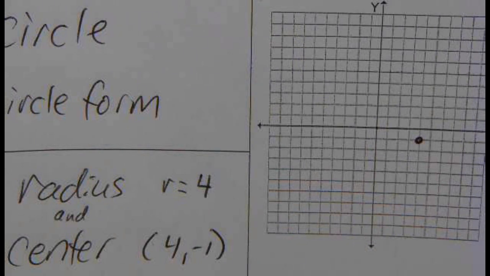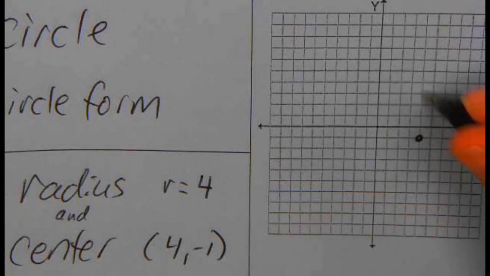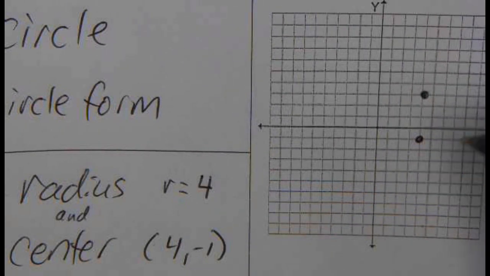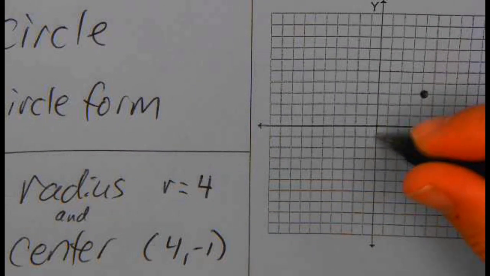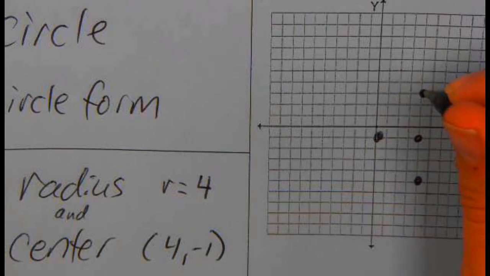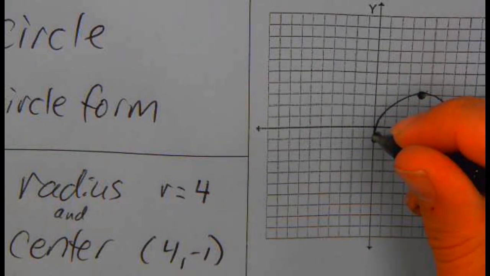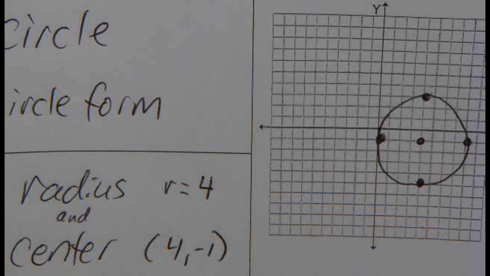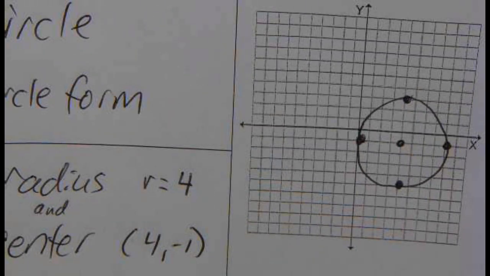Now, here's how I draw a circle and try to draw it as accurately as possible. If I want to draw a circle with a radius of 4, I go up, down, left, and right, 4 from the center, and put dots in all those spots. 1, 2, 3, 4. And then I just do the best I can to draw a circle that goes through those 4 points. Is yours better than mine? Mine's not too shabby, although, I don't know. And that's it.